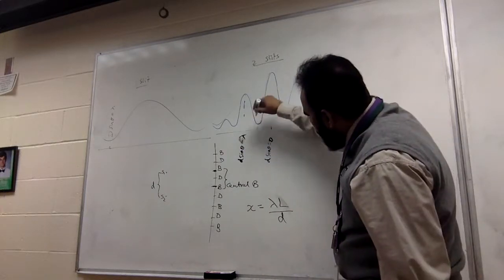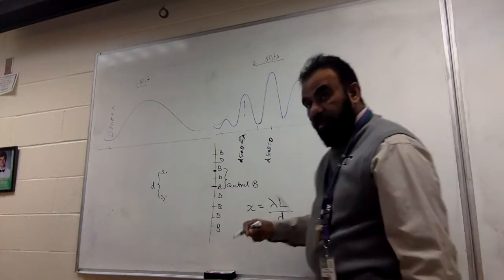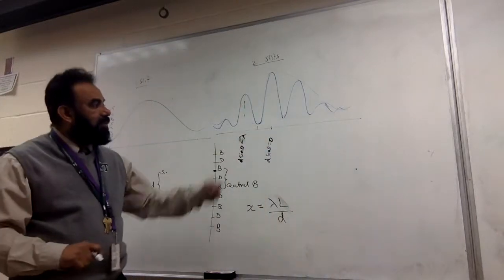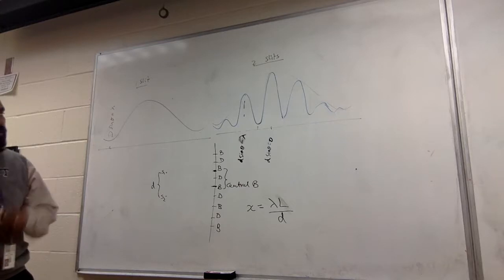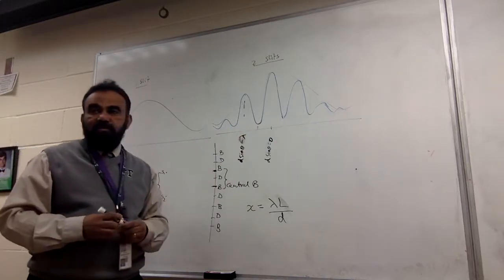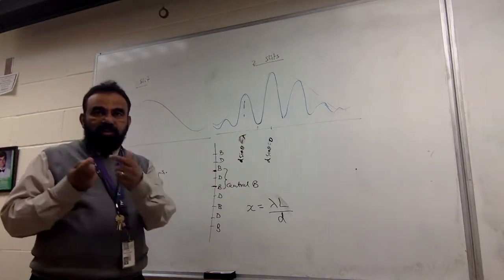And in between here the condition is D sine theta is equal to half a lambda. So this is what you'll see on the screen, bright and dark patterns. And I showed it to you here using a laser.